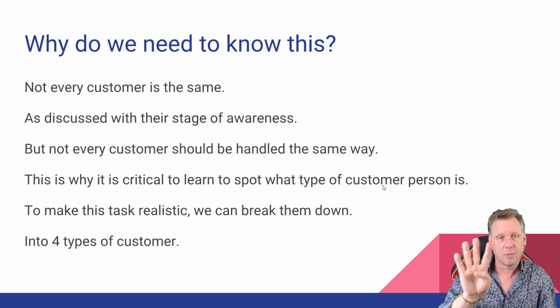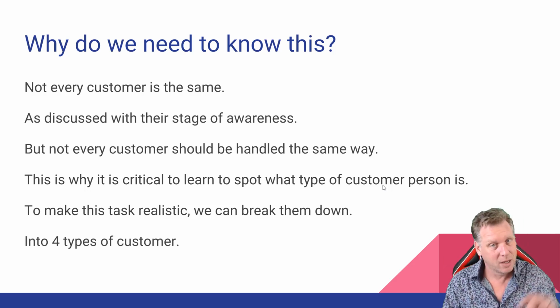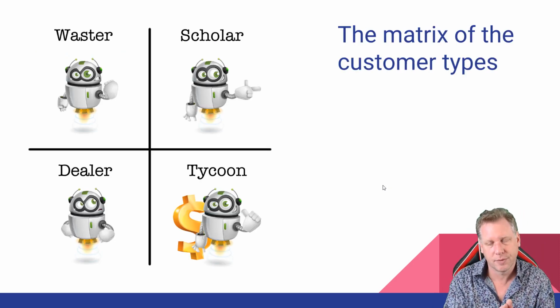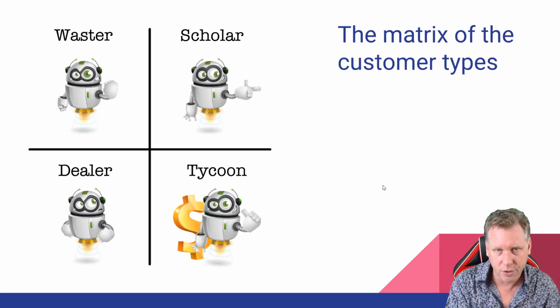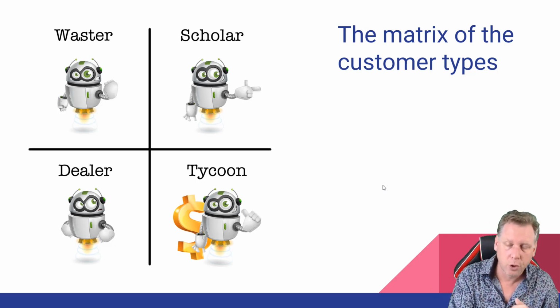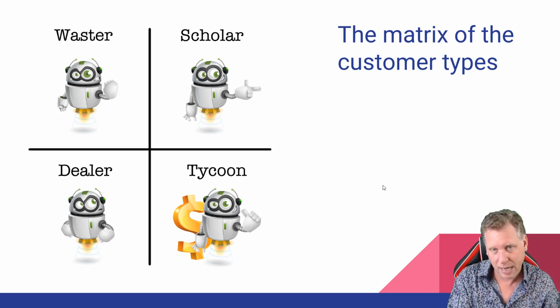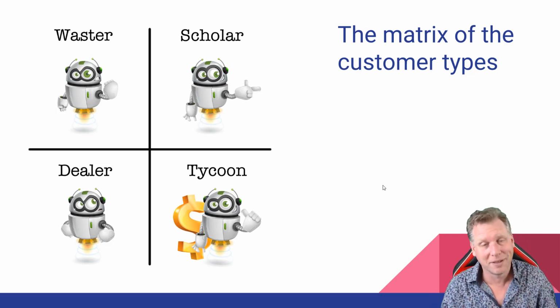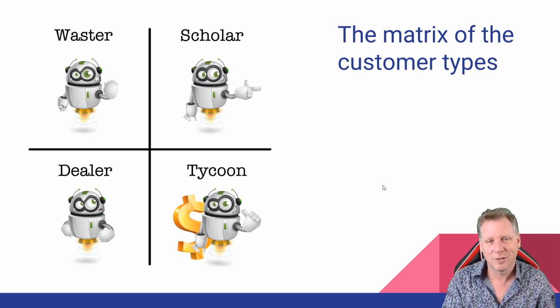All right, so the 4 types of customers, and in particular, the 2 to avoid and the 2 to chase. So let's get into the 4 types of customer. So this is the matrix I'm going to refer to. If you downloaded my book, then you'll probably have read this. If you haven't, well, by all means do download the book and read about it.